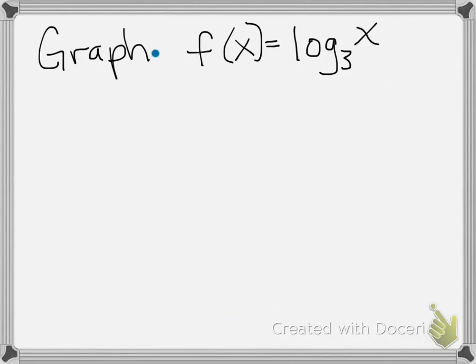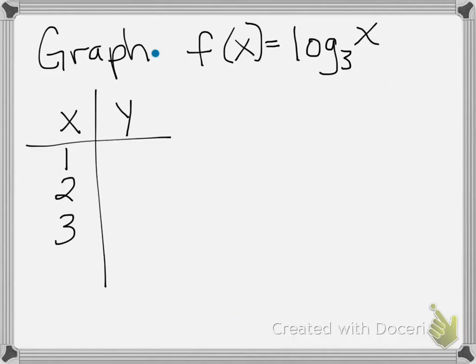Okay, now we're going to graph this: log base 3 of x. So we're going to have our x, y table, which we've done in the last two sections. And I'm going to pick some numbers to plug in. One thing that's nice about logarithms is that I can't even take the logarithm of 0 or a negative number. So the lowest number I can use is 1. So I'm going to do 1 and 2 and see how that helps me.